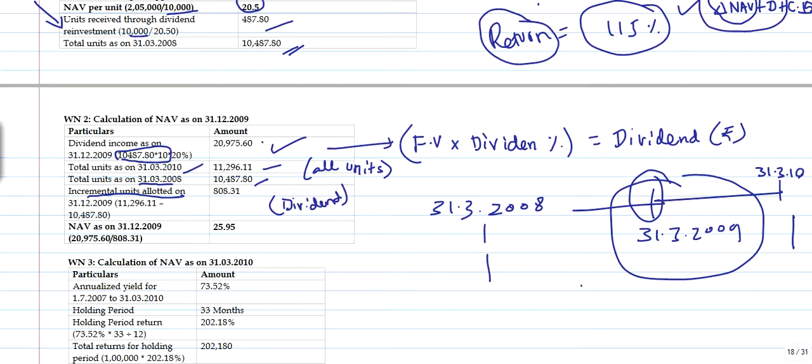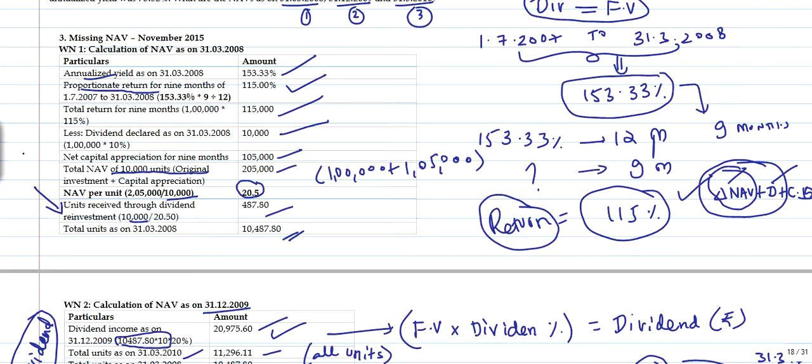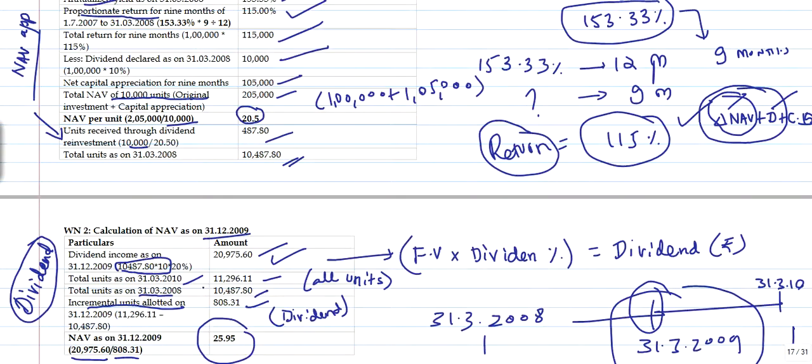So we know dividend rupees, we know the dividend units, we can calculate NAV easily. So dividend in rupees divided by number of incremental units. This is the NAV as on 31st December 2009. So this is based on the dividend. NAV is calculated based on the dividend. Here how we calculate based on the return, capital appreciation, NAV appreciation. Here we calculate based on the dividend.